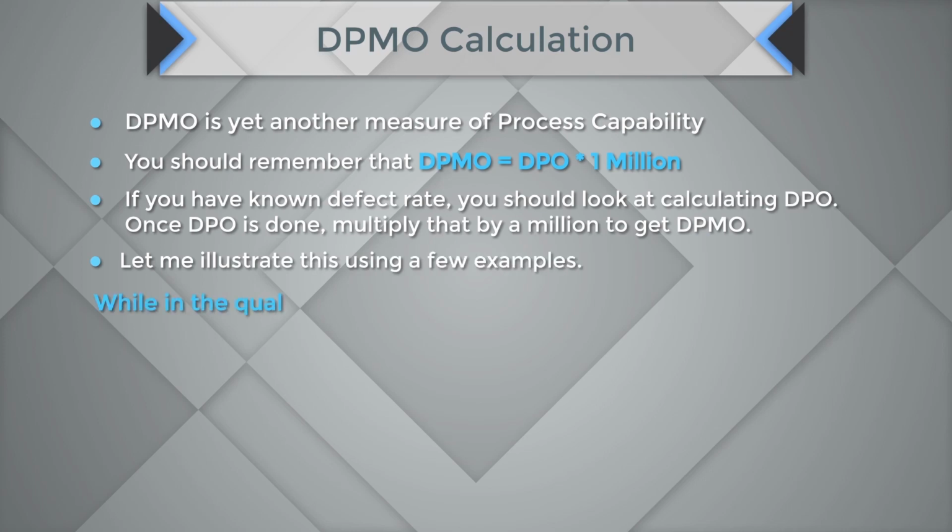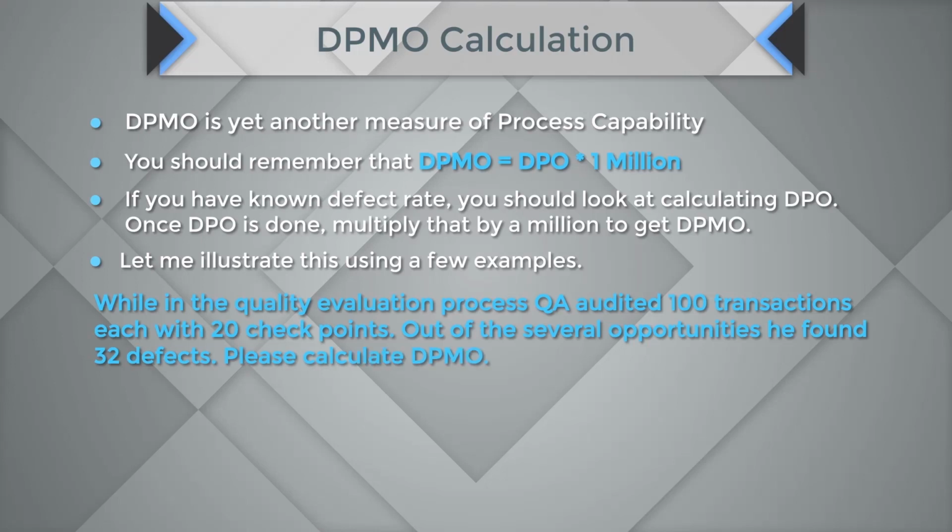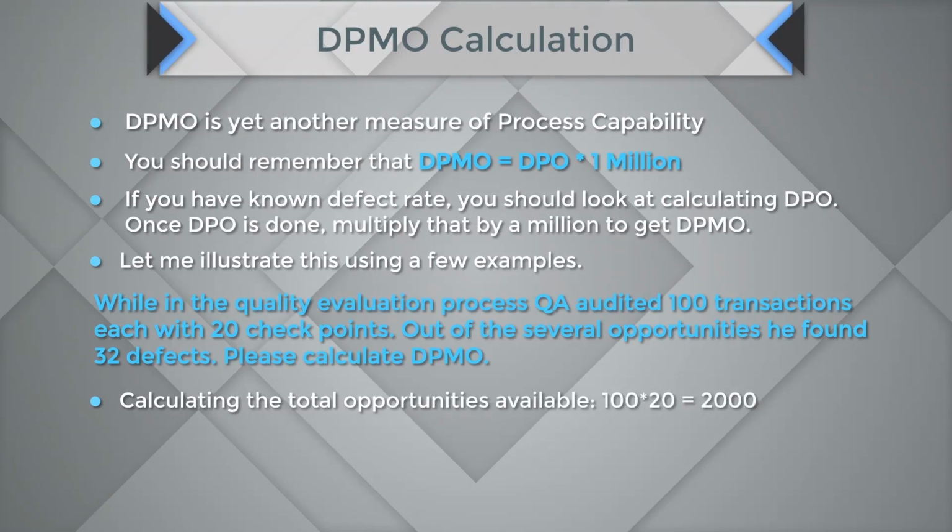While in the quality evaluation process, the QA involved audited 100 transactions, each with 20 checkpoints. Out of the several opportunities, the QA found 32 defects. You are now required to calculate the DPMO. You should first calculate the total opportunities available. Because there are 100 transactions and each transaction has 20 checkpoints, total opportunities is 100 into 20, which is 2000.